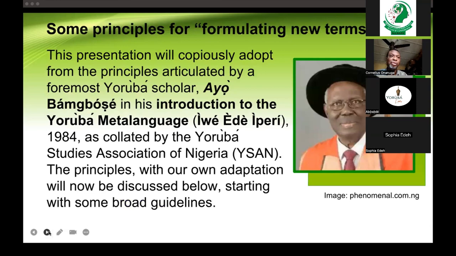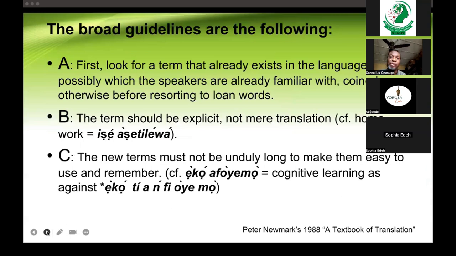Well, on formulating new terms, this presentation is going to copiously adopt the principles articulated by a foremost Yoruba scholar, Professor Ayo Bamgbose, in his Iwe de Ekpere of 1984, as collated by the Yoruba Studies Association of Nigeria, Egbe Onimo Yoruba. The principles, with our own adaptation, are what I will shortly discuss, starting with some broader guidelines as contained in that document as well.